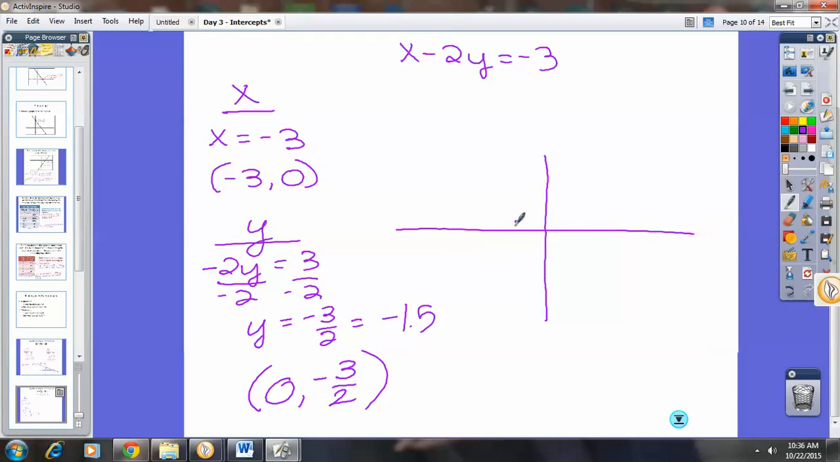Plot these points: (-3, 0) and (0, -1.5). Draw the line through. Yes, ma'am. Wouldn't that be a positive one and a half? It would. I forgot to bring down my negative, didn't I? Sorry about that. Yes, it would be a positive 1.5. Negative divided by negative is a positive. Thank you, Elena. So there's that point.